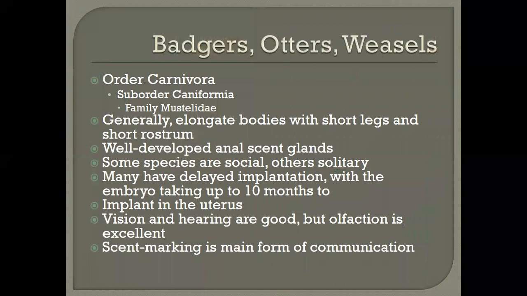Badgers, otters, and weasels are another group in our carnivore grouping. Elongated bodies, short legs, short rostrums, well-developed anal scent glands again. They may be social or they may be solitary. And they, like some of the other groups we'll talk about, have delayed implantation of embryos. Their vision and hearing are good, but their olfaction is even better. And scent marking is how they tend to communicate.